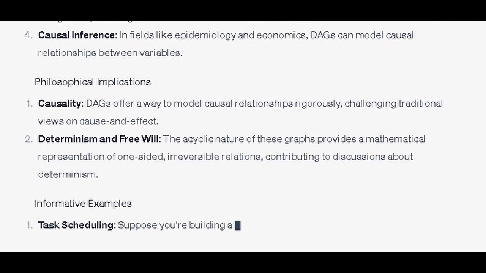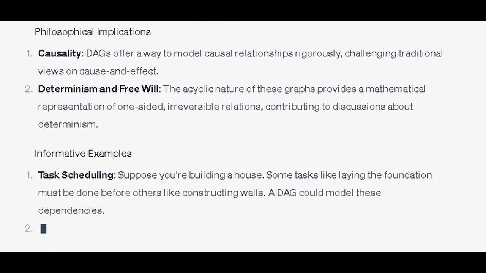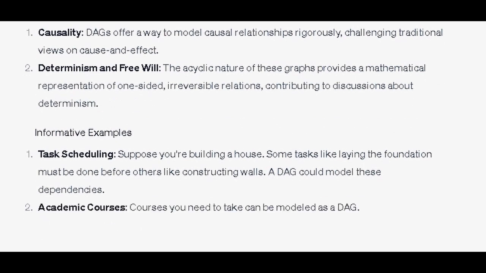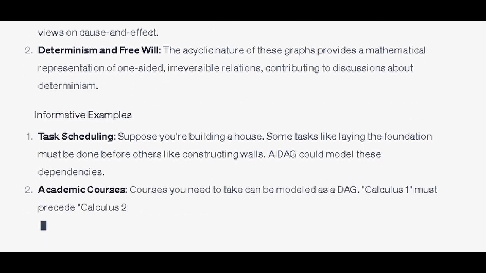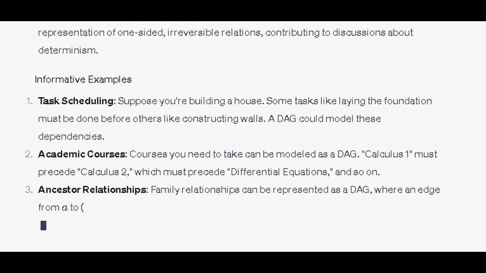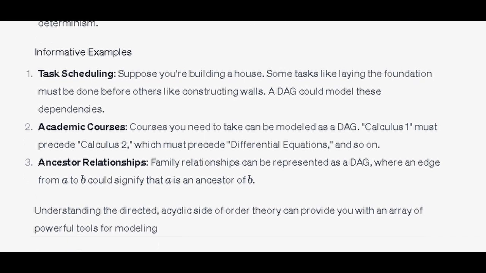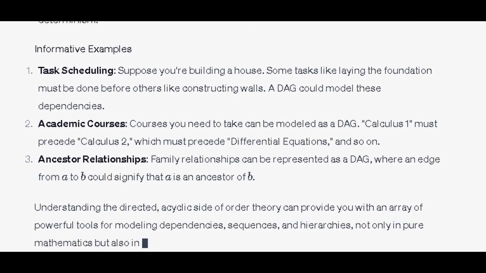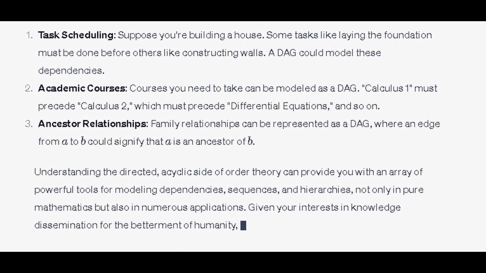A universe of applications. This isn't just academic gymnastics. These concepts are the backbone of things like your computer's operating system or even the algorithms that determine what shows up on your social media feed. They play crucial roles in economics, helping understand consumer preferences, and in biology, helping decipher evolutionary relationships.